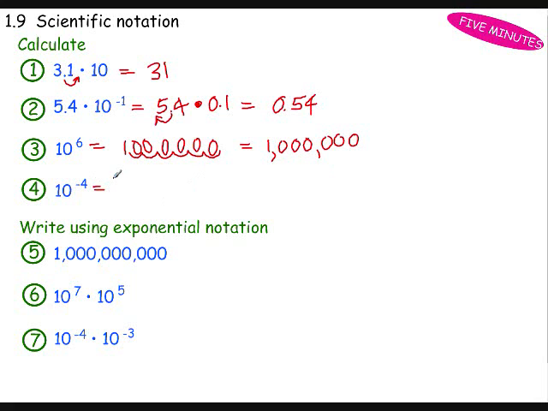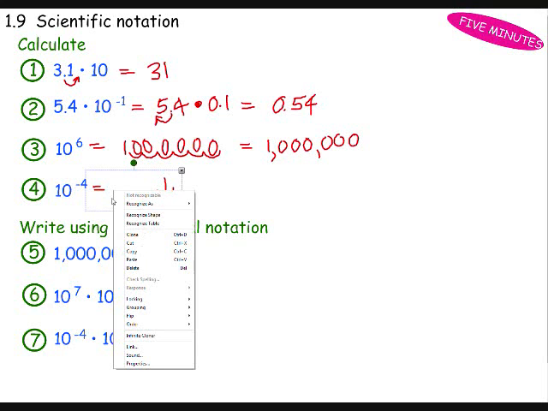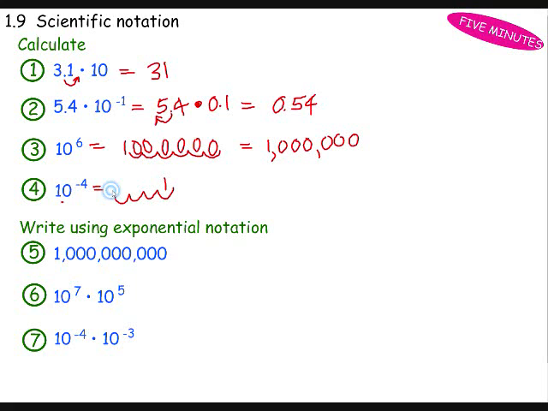How about this one? Well, if we think of this as 1 times 10 to the negative 4, we're going to get something smaller, so we're going to move this decimal point 1, 2, 3, 4 places in this direction. So we've got a decimal right here, 0, 0, 0. So 0 point, that's what that would be equal to.